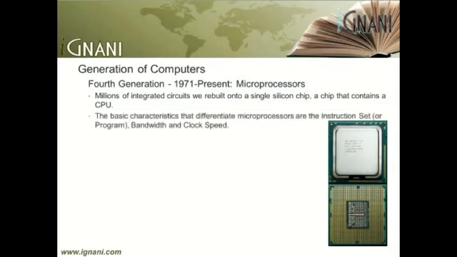The basic characteristics that differentiate microprocessors are the instruction set, bandwidth and clock speed. Instruction set is the program or set of instructions that the microprocessor can execute. Bandwidth is the number of bits processed in a single instruction, and clock speed is the number of instructions the processor can execute per second. While the bandwidth is calculated in terms of bits, the clock speed is calculated in hertz. The higher the value of bandwidth and clock speed, the more powerful the CPU.